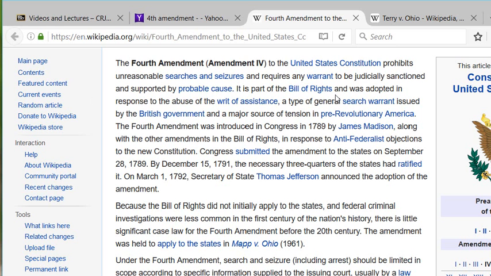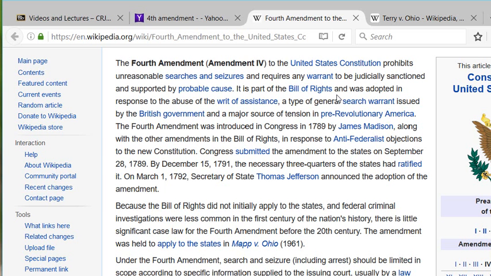tension in pre-revolutionary America. So first of all, we need to understand that when we create a law, it's to resolve a pre-existing situation. The pre-existing situation was that before the Revolutionary War, the British government would issue these writs of assistance, which basically allowed British troops to go in and search anybody's property they wanted to, if they suspected them of all the things that was going on with the British government, tax evasion, all this other kind of stuff. So if they had a writ of assistance, then the troops could go in and search or seize anybody's property that they wanted to.